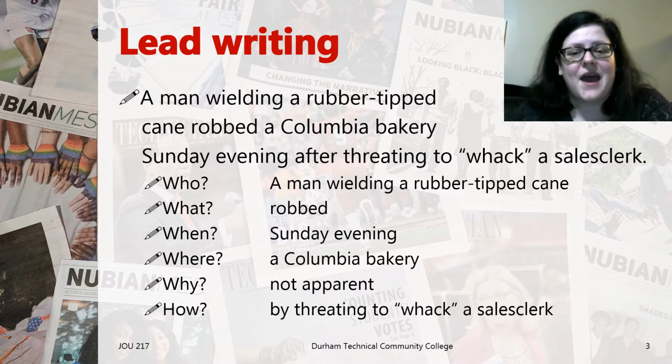Who would be the man wielding a rubber-tipped cane? What? He robbed the place. When? The crime took place on Sunday evening. Where is the Columbia bakery? The why is not apparent. And how? By threatening to, quote, whack a sales clerk.